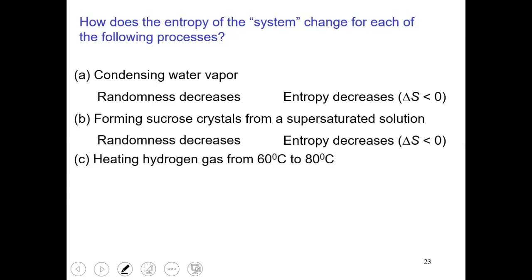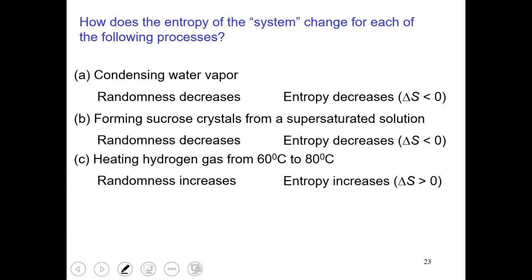All right, how about this one? We're going to heat hydrogen gas from 60 to 80 degrees Celsius. Now, we might think, well, hydrogen gas already is probably at a high level of entropy, right? Well, but we're heating it. So that means we are now giving that hydrogen gas more kinetic energy and therefore more ways of randomly distributing those molecules. And so we would expect this process to happen with an increase in entropy. Delta S is positive.